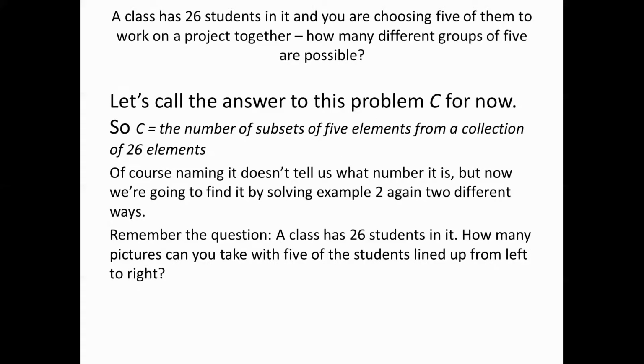So let's call the answer to this problem C for now. C is the number of subsets of 5 elements from a collection of 26 elements. Students, elements, same thing. Of course, putting a letter on it doesn't tell us what it is, but now we're going to solve it. We're going to find it by using a clever mathematical trick. We're going to go back to example 2 and solve it in 2 different ways. So remember what example 2 was. A class has 26 students in it. How many pictures can you take with 5 of the students lined up from left to right?